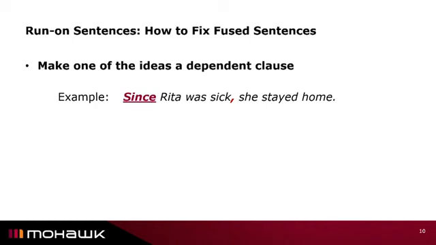Another way to fix a fused sentence is to make one of the ideas a dependent clause. By adding the word since, the first part of that sentence becomes a dependent clause. Since Rita was sick, comma, she stayed home.